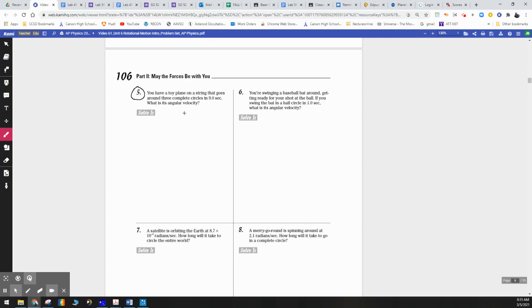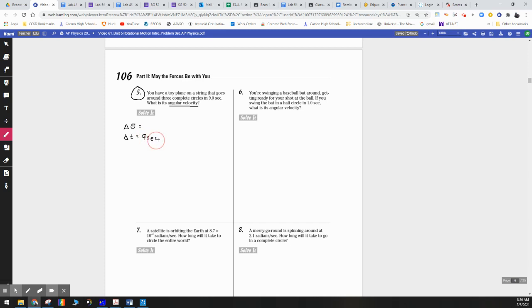Okay, number 5, you have a toy plane on a string that goes around 3 complete circles in 9 seconds. What's its angular velocity? So it says 3 complete circles in 9 seconds. Let's write down what we have. First of all, let's talk about delta theta, and also we have t given. The most straightforward one is to start with t. It says here 9 seconds, so we're going to put down 9 seconds.